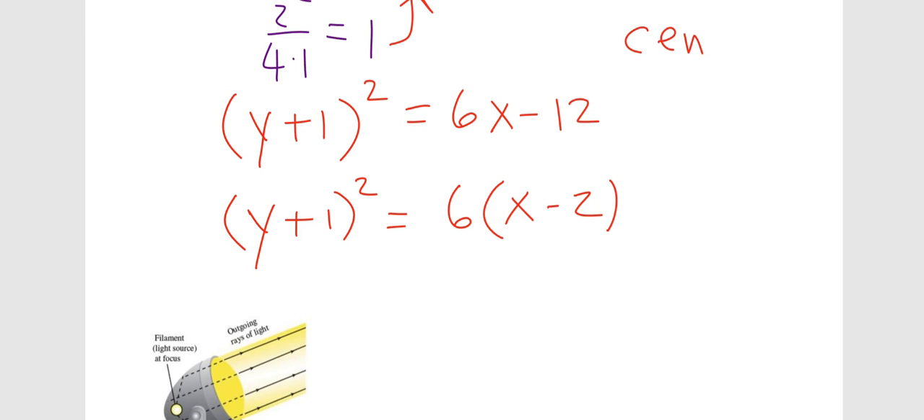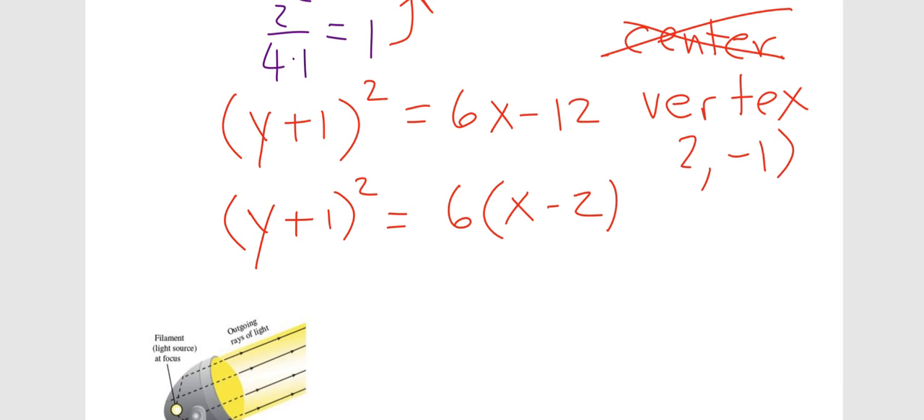What's the center? No! It's 2. Negative. There is no center. That was a trick. I trapped you guys. Stop falling for that. What's the vertex? 2 and negative 1. 2, negative 1. Thank you so much.